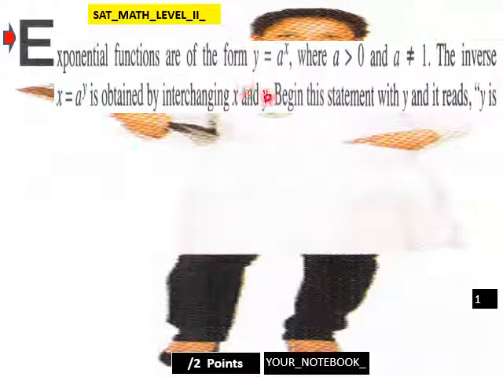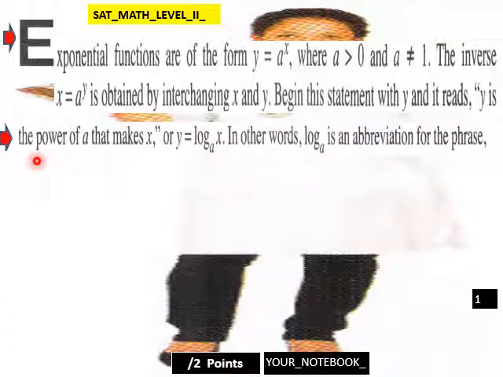Exponential functions are of the form y equals a to the x, where a is greater than 0 and a does not equal 1. The inverse of x equals a to the y is obtained by interchanging x and y. Begin this statement with y, and it reads: y is the power of a that makes x. Or y equals log base a of x. In other words, log base a is an abbreviation for this phrase here: y is the power of a that makes x.